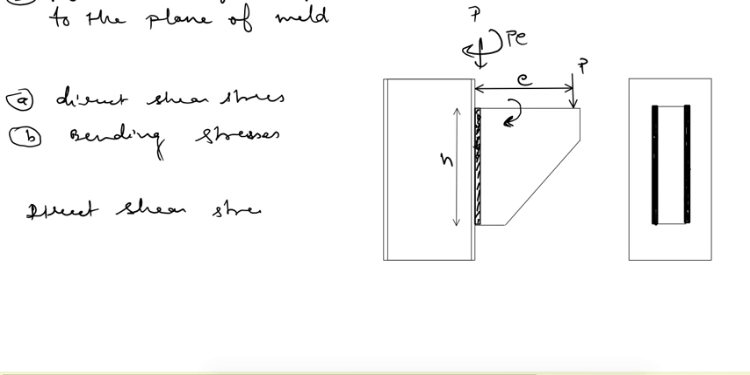Direct shear stress can be simply given as load divided by the total area. Now if depth is, let's say, h, and the throat thickness here is t, so that t is provided on both the sides of this plate, so our total thickness is 2t multiplied by h, which gives us the total area of weld. So P divided by 2ht is the direct shear stress.